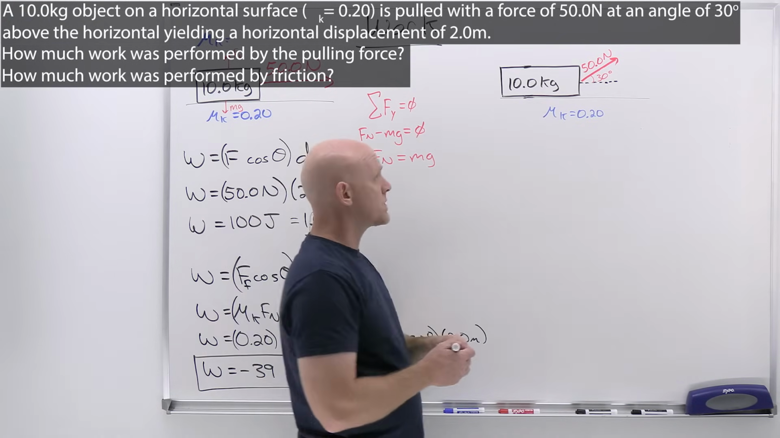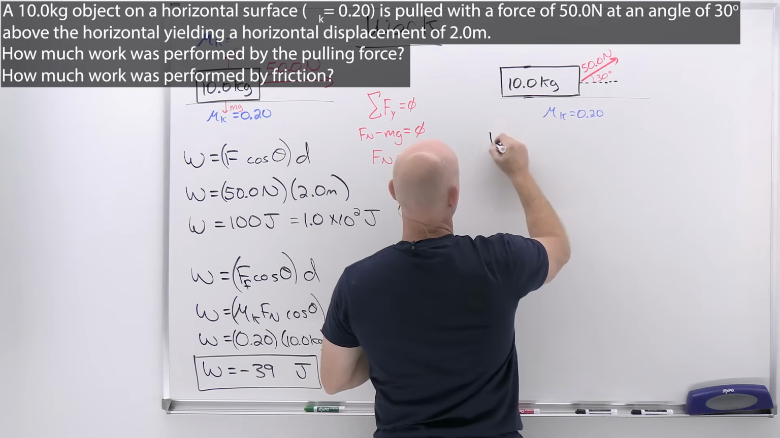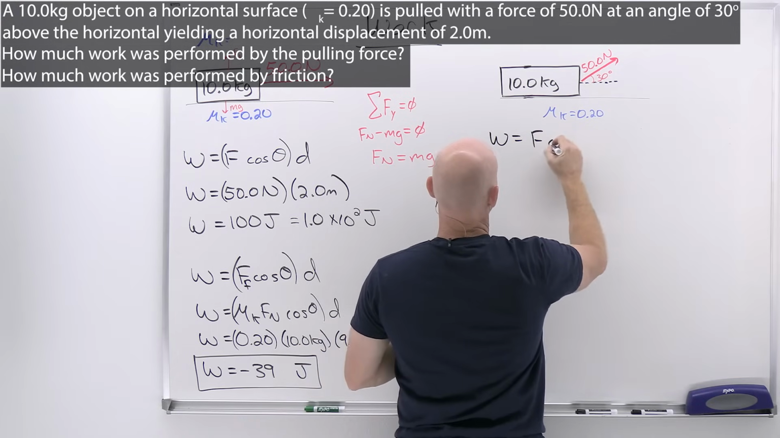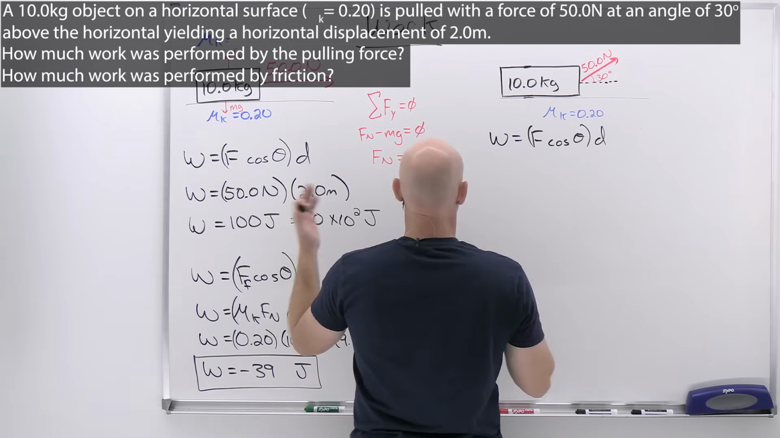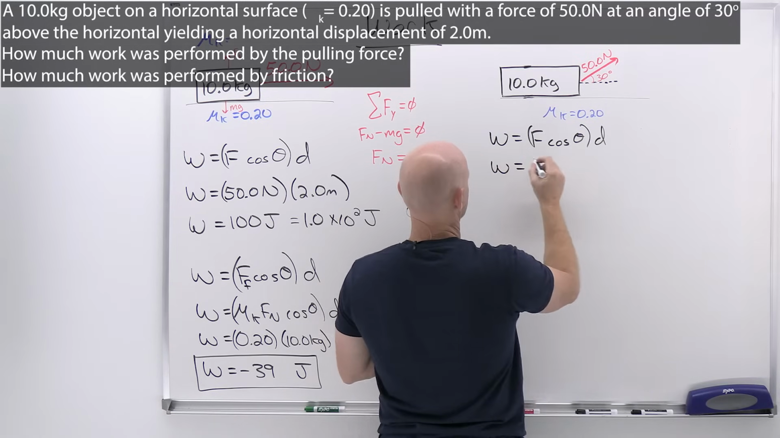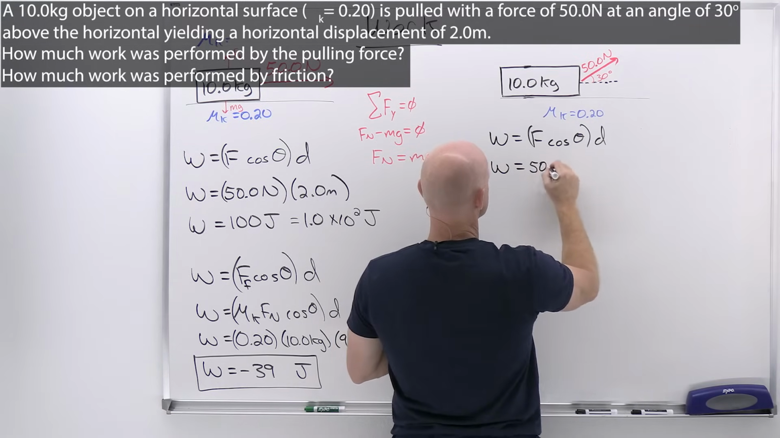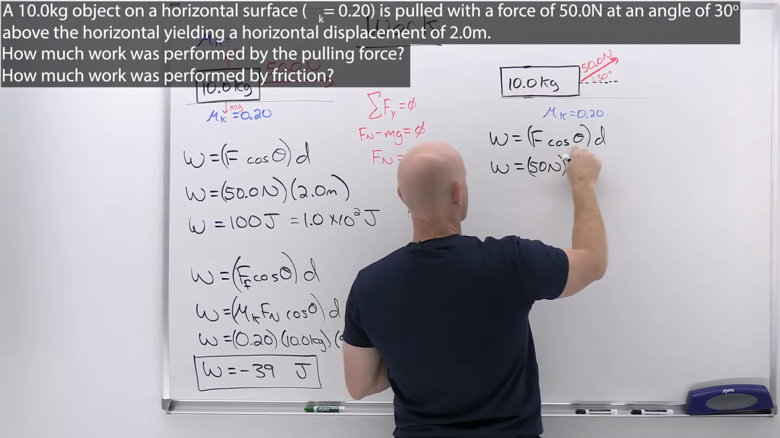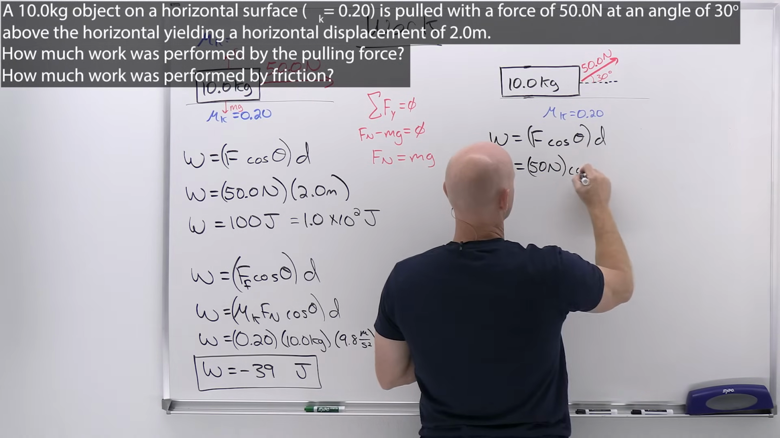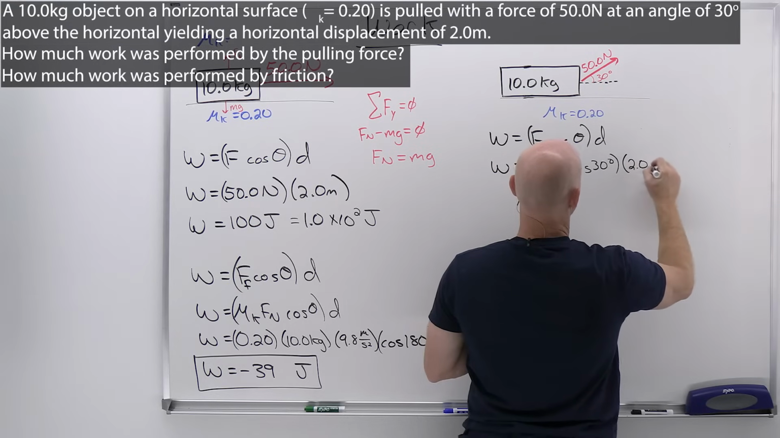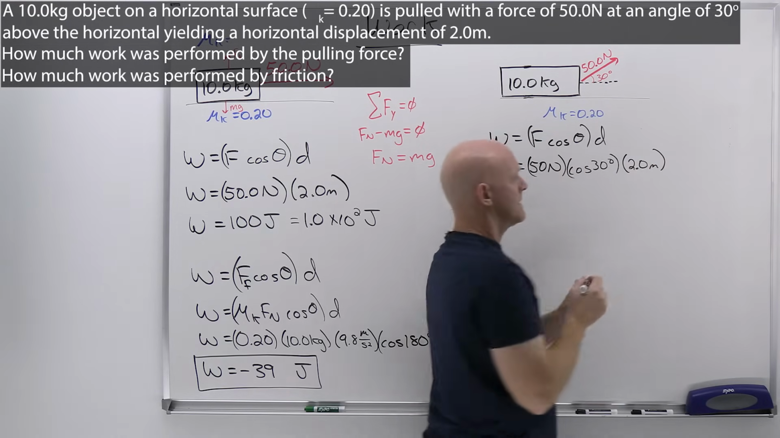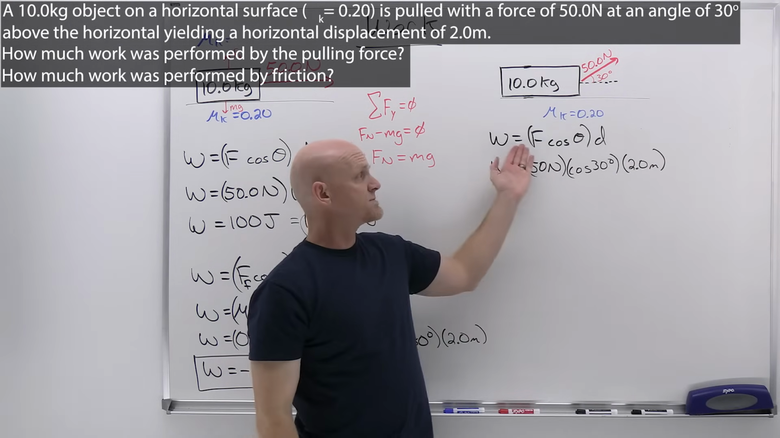Okay, so we'll start with the work done by the pulling force here. And again, work is equal to F cosine theta times displacement. And once again, our force here is 50 newtons, but we don't have cosine of 0 now. It's going to be cosine of 30 degrees, and then times a displacement of 2.0 meters. Cool, now one way to look at this, so one, we just plugged it into the formula.